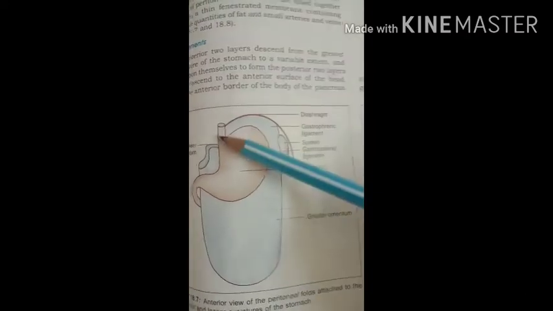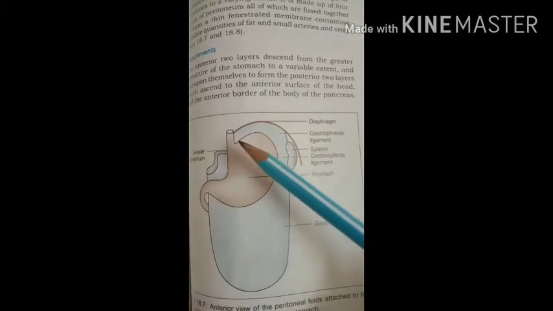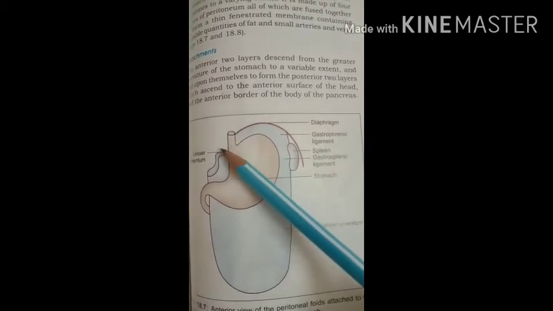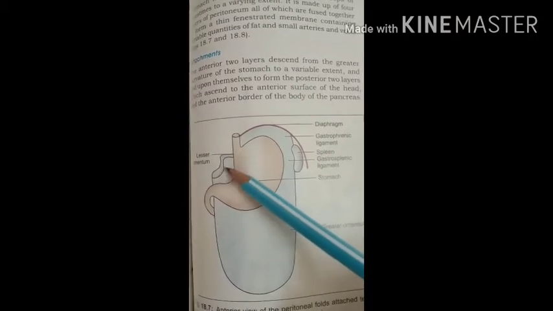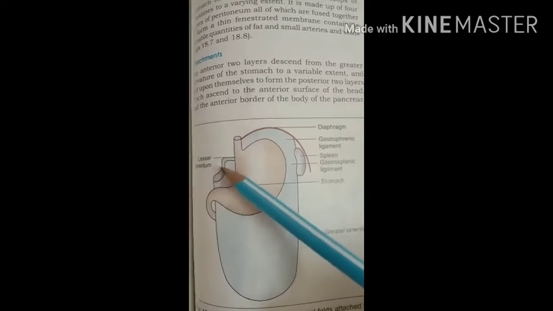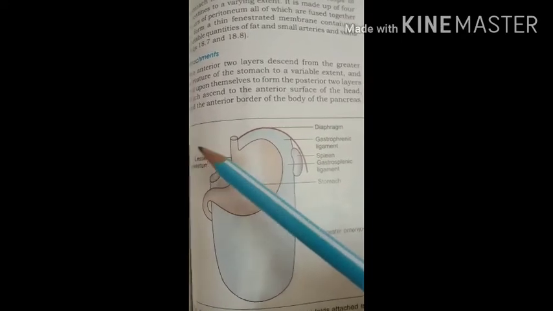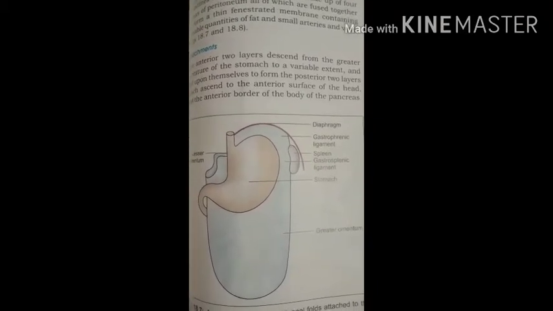Same like this, at the region of the lesser curvature, both layers, the greater sac and the lesser sac, are joined to form the lesser curvature of the stomach, forming the lesser omentum. And the other part of the lesser omentum is attached to the porta hepatis of the liver. Okay. After that we have to see the relations of the peritoneum with the liver.